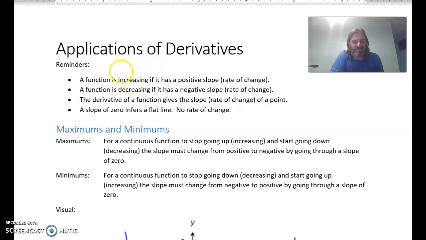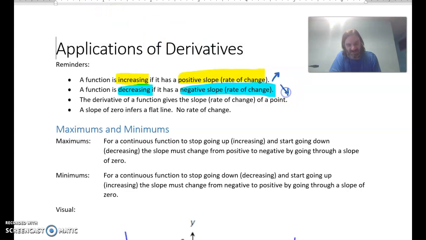We talked about when a function was increasing in the past, and that would be when it's going up. If that's the case, it has a positive slope or positive rate of change. We also talked about when a function is decreasing, it has a negative slope or a negative rate of change, and that is when it is going down. So we looked at different graphs and we talked about the intervals of increasing and decreasing.